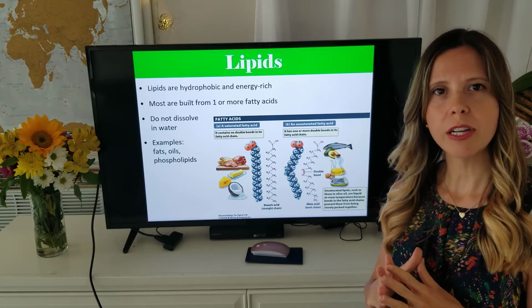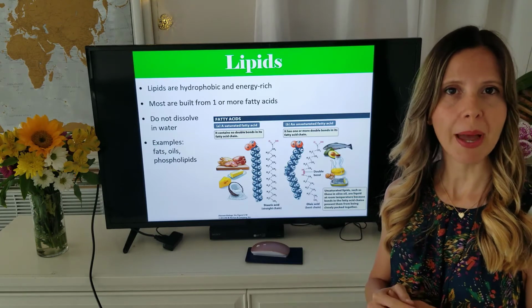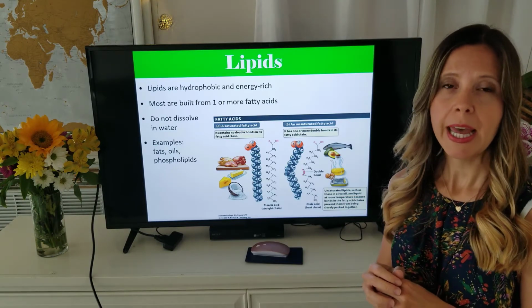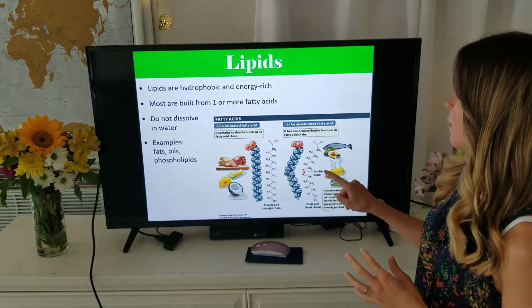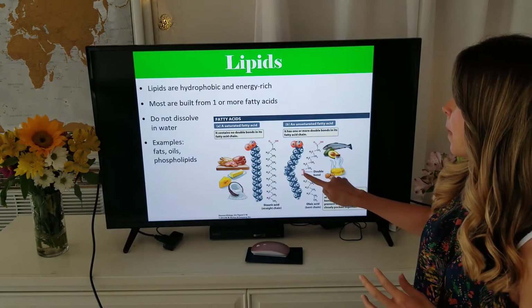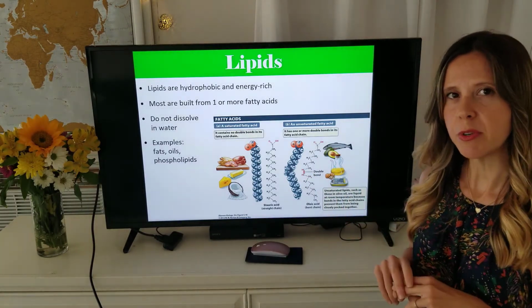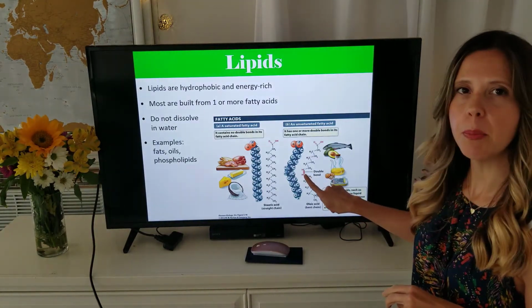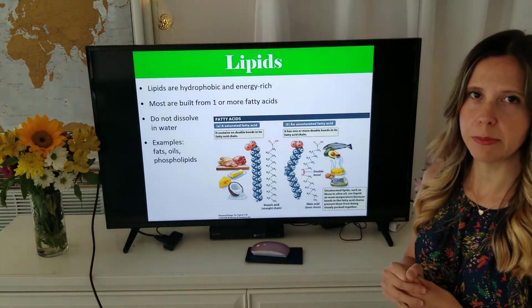In our saturated fatty acid, every carbon within that chain is saturated with the maximum amount of hydrogen. In our unsaturated fatty acids, we find double bonds. For example, over here we have a double bond between these two carbons. So they're not saturated with hydrogen. If we broke that double bond, we could in fact add another hydrogen to each of those carbon atoms.